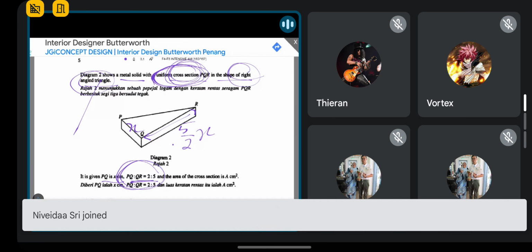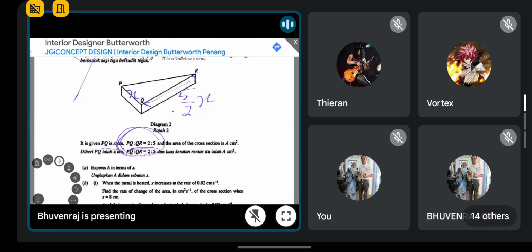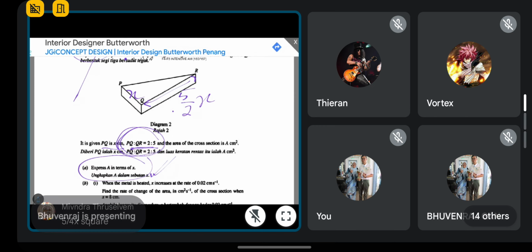Okay, so can you all express for me, first question, soalan A, what is the answer? Express the area of the triangle, what do you guys get? Try to solve and see, guys. Question A, what do you guys get for part A? Just type the final answer. 5 over 4 x. Okay, correct, guys. A equals 5 over 4 x squared.